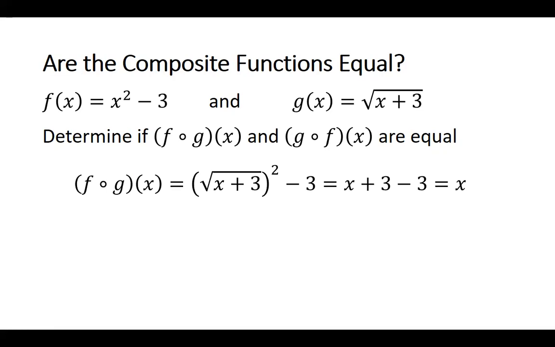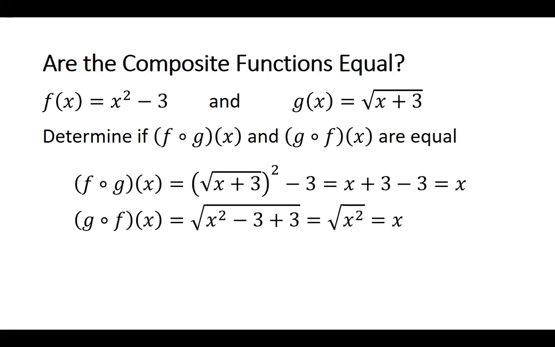So now I'm going to take x squared minus 3, the f of x function, and plug it into g of x. So g of f of x is equal to the square root of x squared minus 3 plus 3, which is equal to the square root of x squared, which is equal to x. Thus, f of g of x and g of f of x are equal.